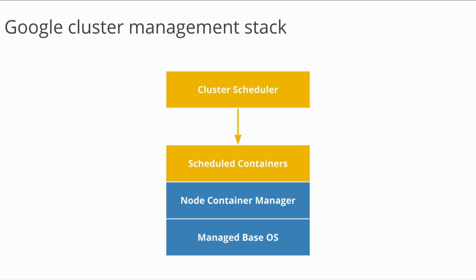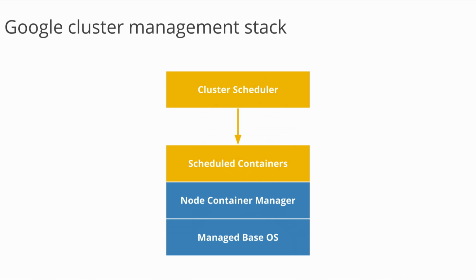So if we take a look here, this is a basic high-level overview of the Google Cluster Management Stack. It's really split into 2 pieces, and I'm going to deal with each of those pieces individually. At the bottom, we have a node container manager and a managed base OS. This is basically the piece of software, or the piece of multiple pieces of software, that are distributed onto every single machine in a Google data center. So every single machine in the data center is homogeneous. Every single machine is running exactly the same set of base infrastructure that allows it to execute arbitrary containers.